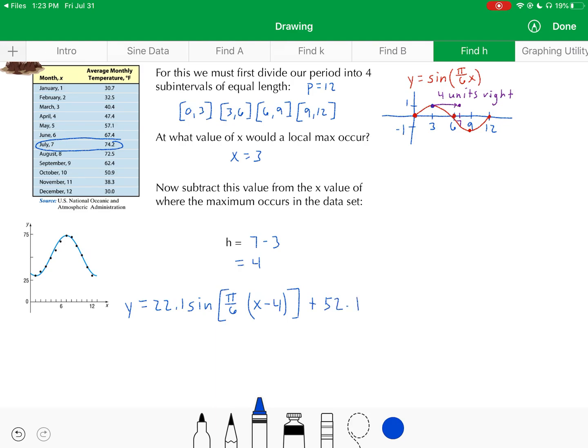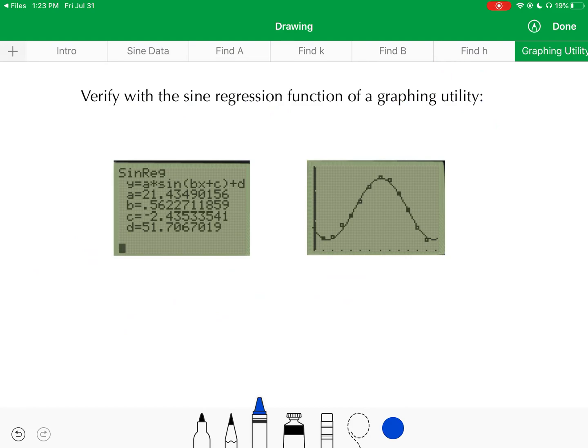That equation has been graphed over to the right in blue there, and notice that it fits that data set quite well now. And you could now use the equation to make predictions about the temperature for this location in future months. All right. Now, one other thing we could do to be a little bit more accurate is come up with a sine regression equation using a graphing utility. Okay, this will be more accurate than the one that we've just created by hand.